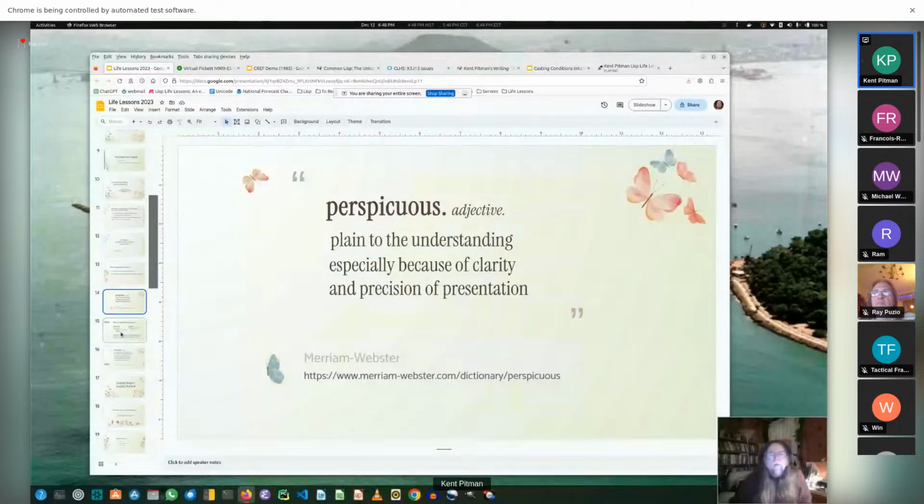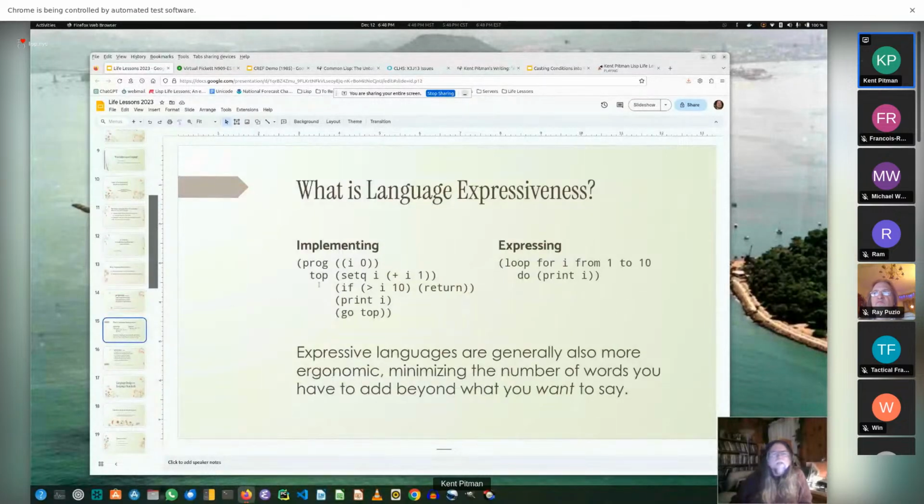For example, this prog statement will implement a loop, but this loop statement will actually do it. And I'm not against also using do. I didn't go through all the different ways you can do this in Lisp because we have a lot of different paradigms. But my point is that some of those paradigms very clearly say, hey, I'm trying to do a loop, and this particular way of saying it really kind of doesn't.